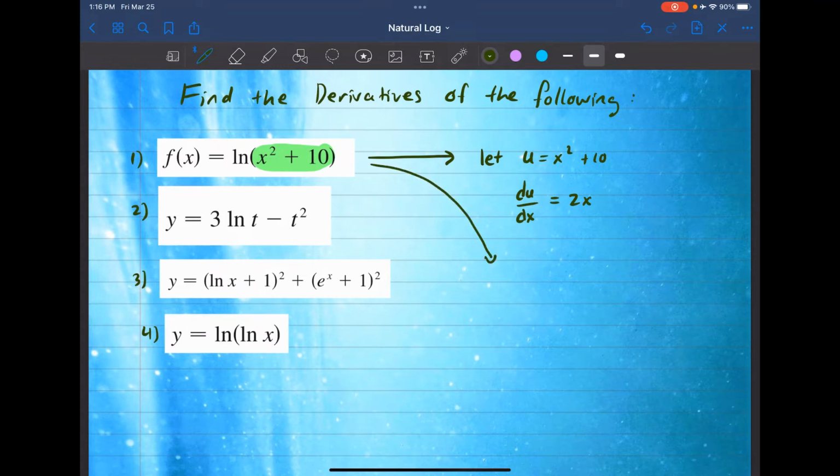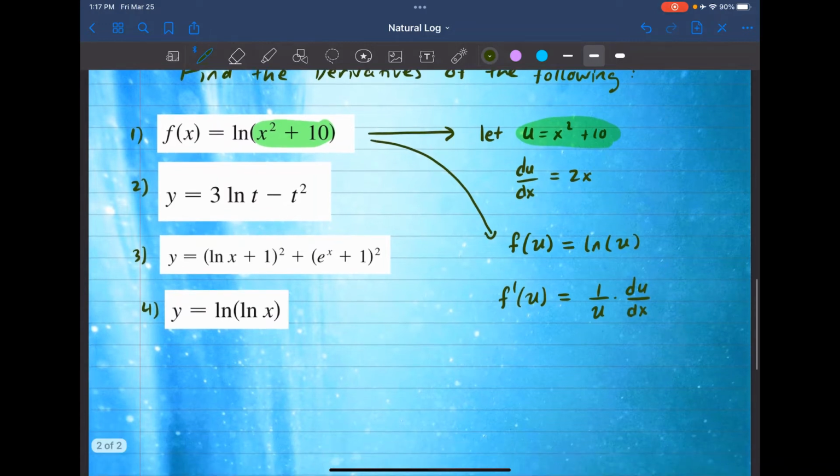Then you rewrite the function in the following way. Your f of x becomes f of u. So it's a function of u, where u is a function of x. This is equal to ln of u. I simply replace u with x squared plus 10. Once I have done that, now I take the derivative. So f prime with respect to x is simply the derivative of ln of u, which we know is 1 over u times the derivative of u, that's du dx.